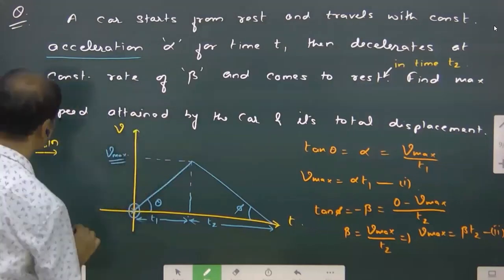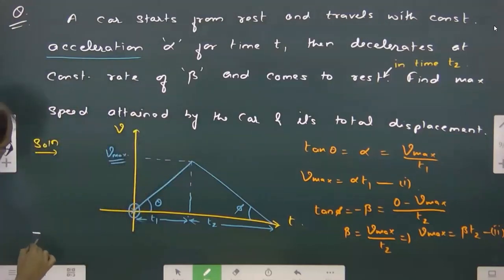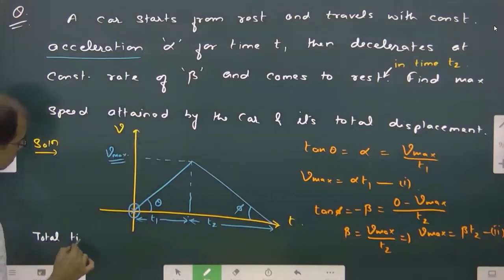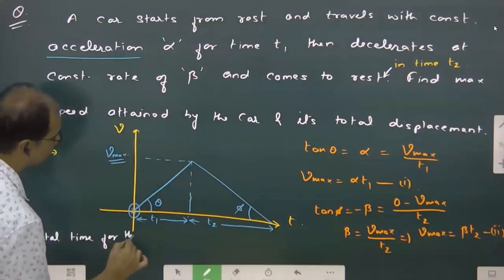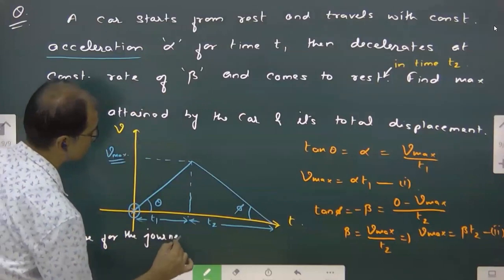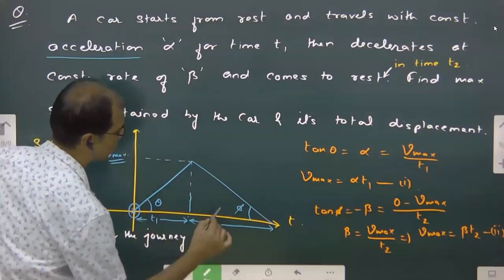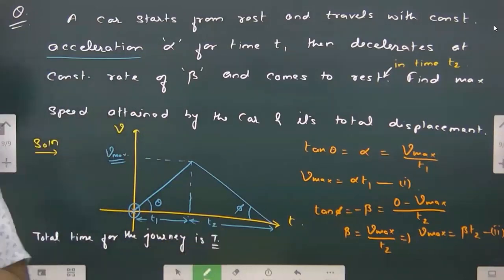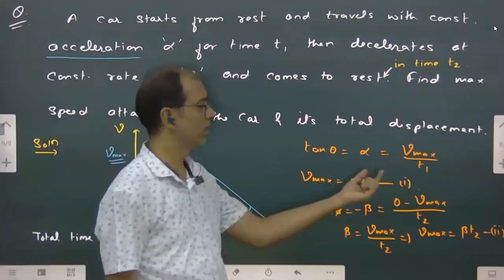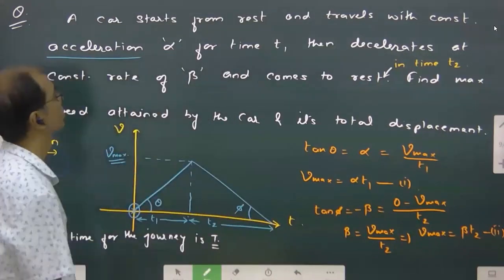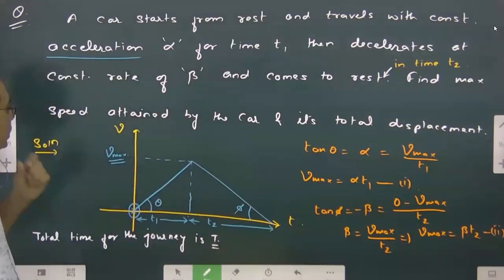One more statement is what? The total time for the journey is T. Okay, total time of this journey is T. Note that. So I will be adding this T into that. So the answer we want is in terms of T, not in terms of T1 and T2.